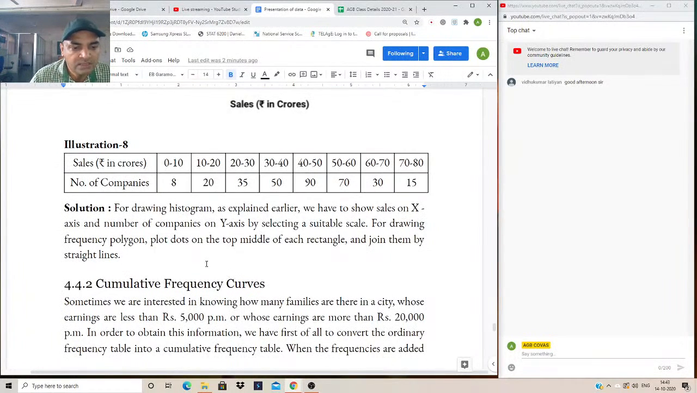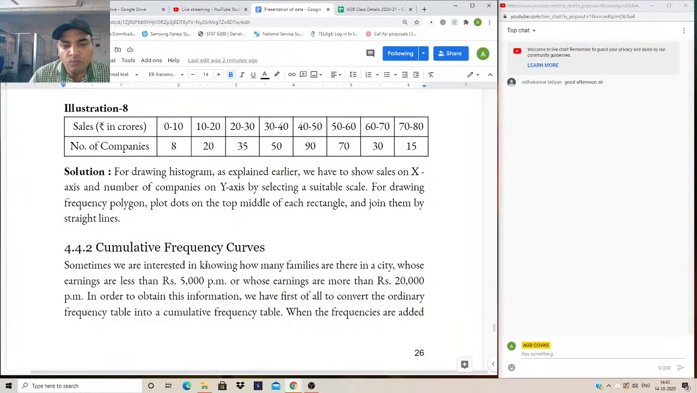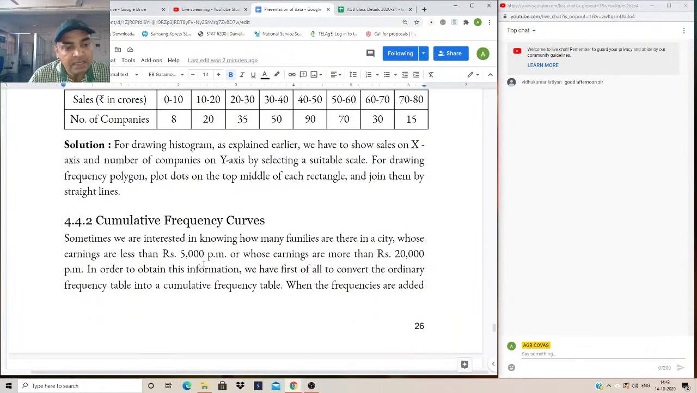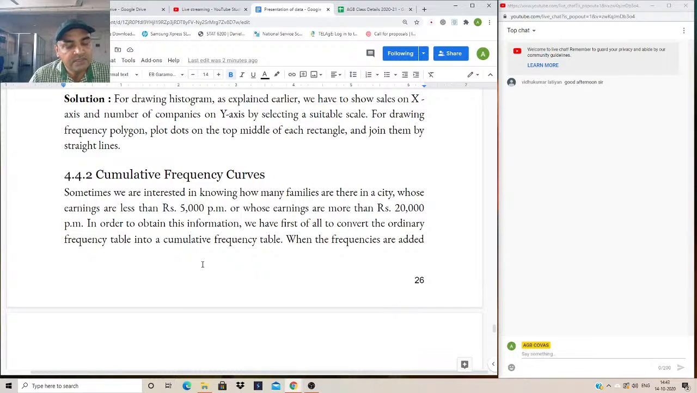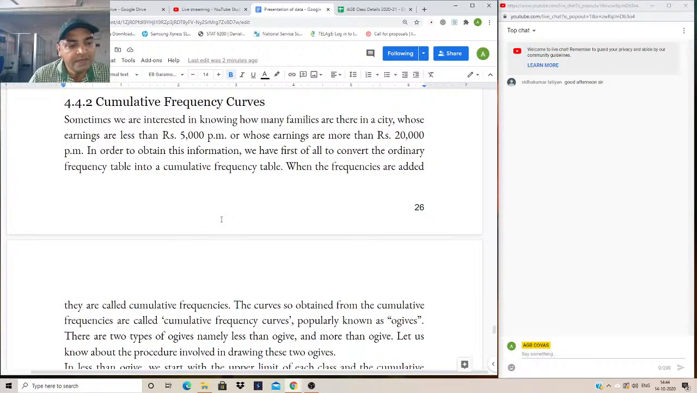Okay. So this tells you this. Then comes your cumulative frequency curves. Sometimes we are interested, we have studied in our lecture about the less than frequency and more than. Sometimes we are interested in things like how many families in the city are earning less than 5,000 and how many are earning more than 20,000.